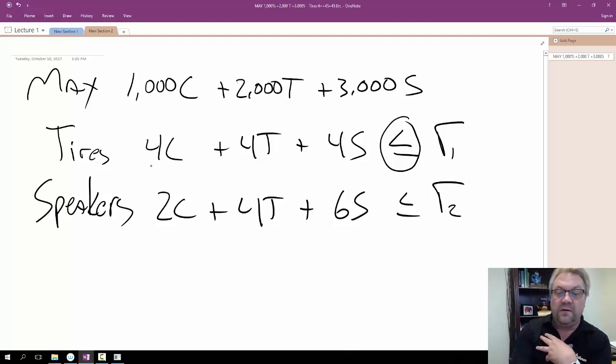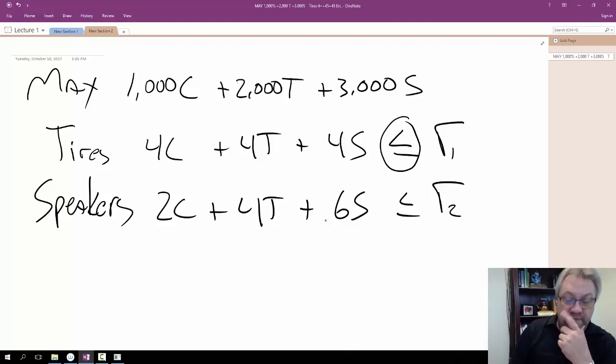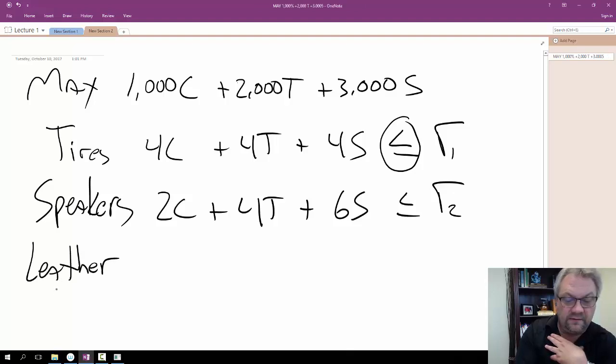So here, I want you to note that these parameters for your constraints do not have to be the same for each unit of output, right? So 2, 4, 6 versus 4, 4, 4. And then finally, one other thing, so leather seats. How about, leather? I'll do something like leather seats.